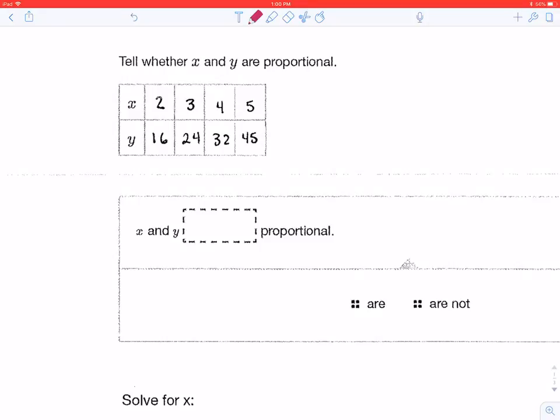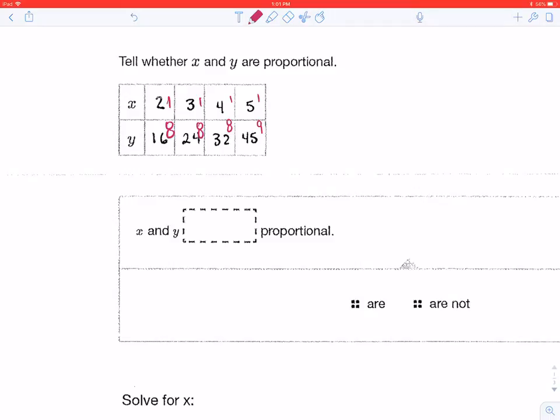So for this ratio table here, the easiest thing to do is to turn them all into their simplest form. 2 over 16 would turn into 1/8. 3 over 24 would also turn into 1/8. 4 over 32, same thing. And then 5 over 45, that's where it changes up. So that ratio will simplify into 1/9.